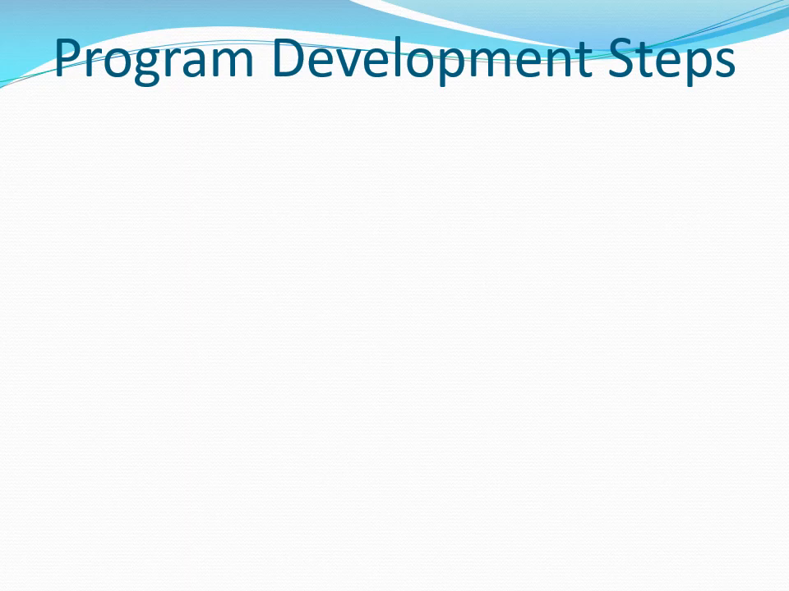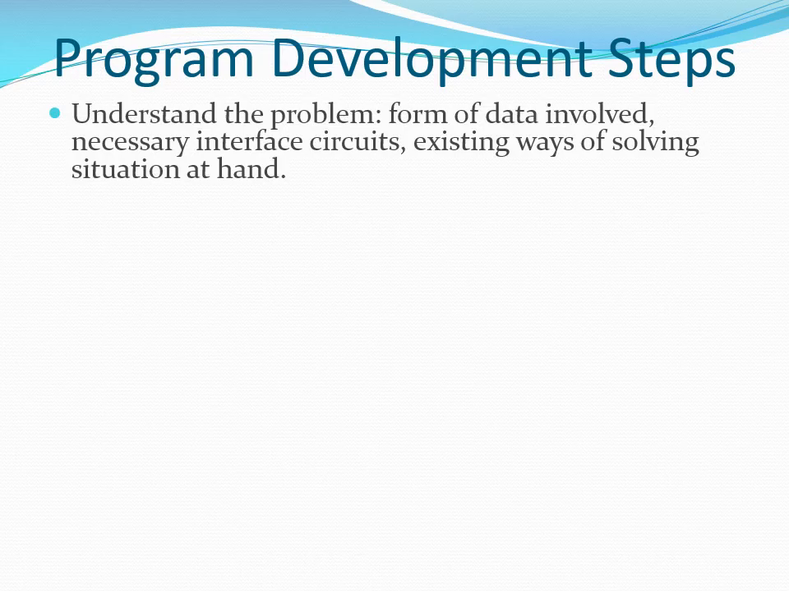Let's look at some steps that can be followed when developing programs. The first step is to understand the problem. You look at things like the form of data involved. Is it integers? Is it floating point numbers? Is it characters, etc.? You also look at the necessary interface circuits that may be required. It is also important to understand the existing ways of solving the situation at hand.